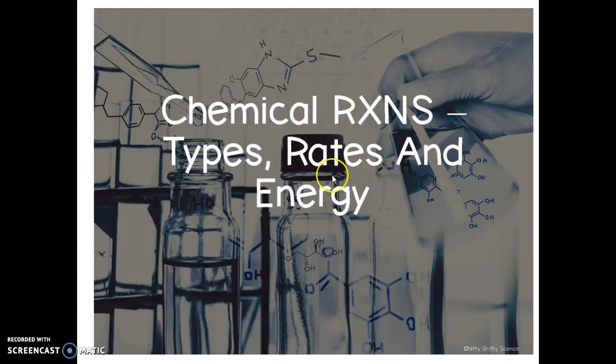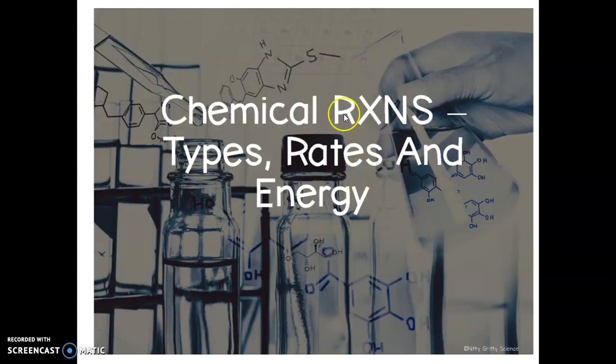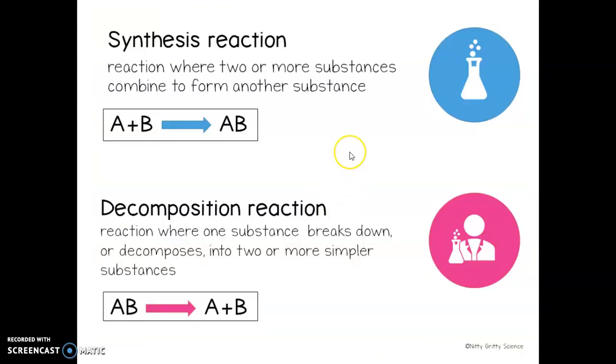Anyway, without further ado, this is about chemical reactions. This is just a little shorthand version. We're going to look at some types of chemical reactions, how we can slow or speed them up with rates, and then just a little bit about energy. So there's several different types of reactions. We're going to look at the four main types of reactions.